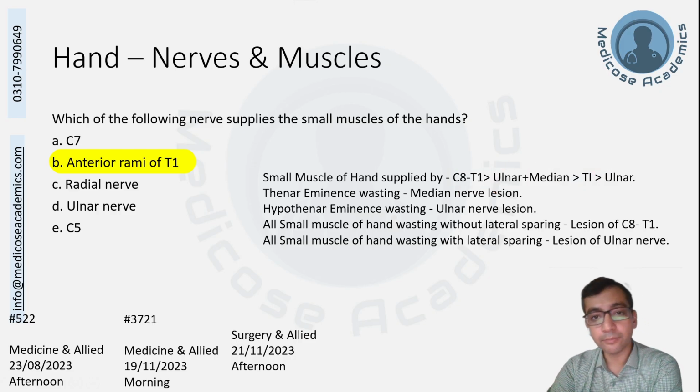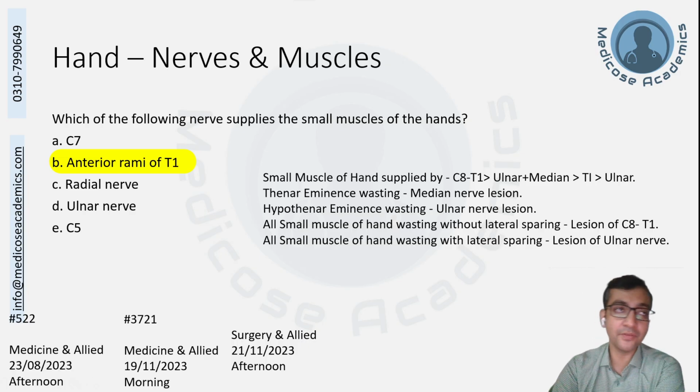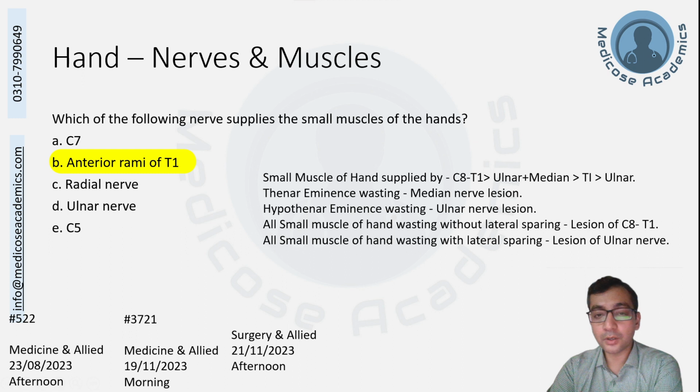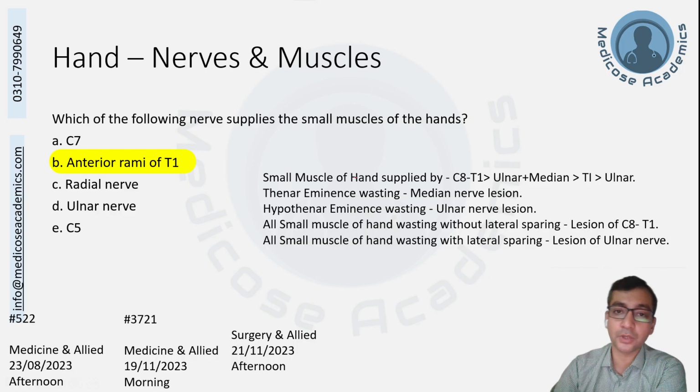Thenar wasting, median nerve. Hypothenar wasting, ulnar nerve. Lateral sparing means thumb is spared, so ulnar nerve is damaged, so thumb is spared. Or if lateral is not spared, it again means that all muscles of the hand have been affected. So again, that leads to this same C8 or T1.